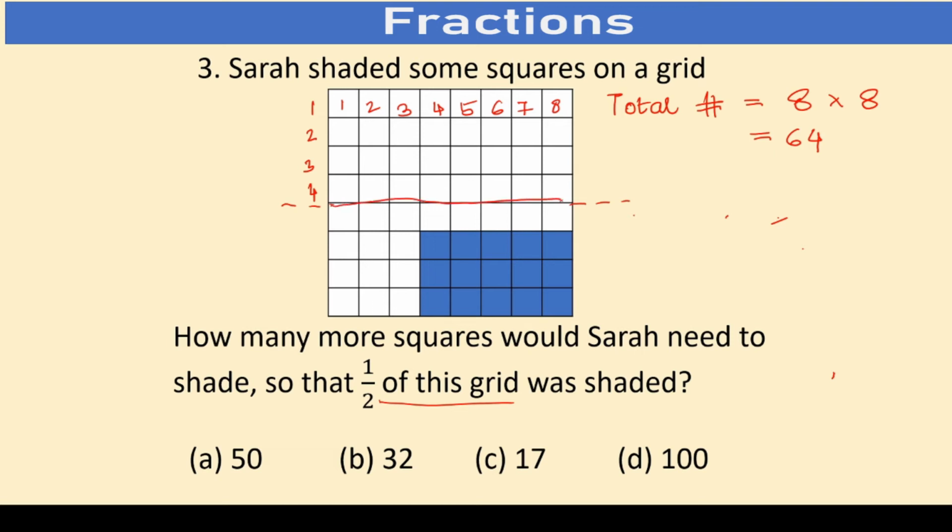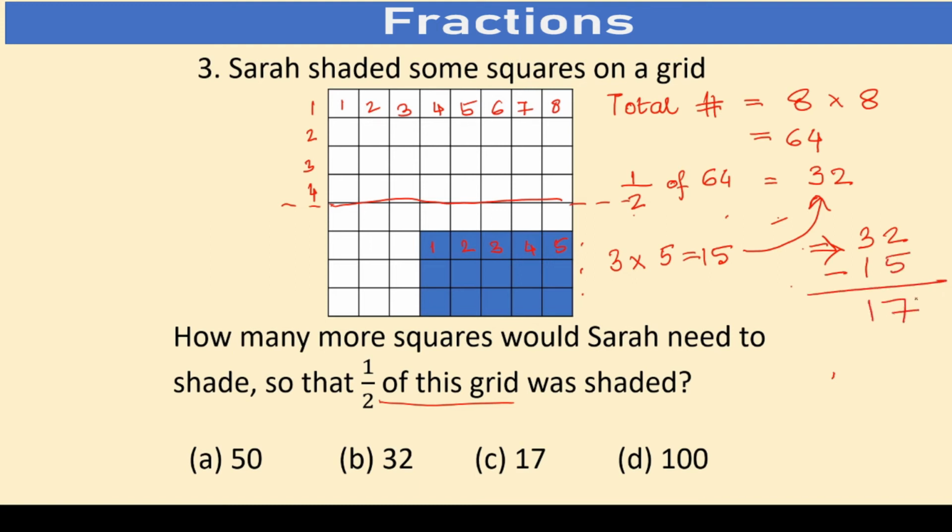Now another easy way to find it is, let's find half of 64, which is 64 divided by 2, that will be 32. Of that 32 we have 1, 2, 3, 4, 5 rows and 3 columns shaded. That means the number of shaded portion is 3 into 5, which is equal to 15. And to be able to shade 32 portions, the number of boxes that need to be shaded are 32 minus 15, which would give us the answer as 17. So our answer is option C.